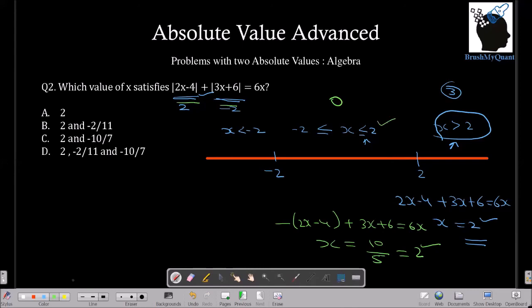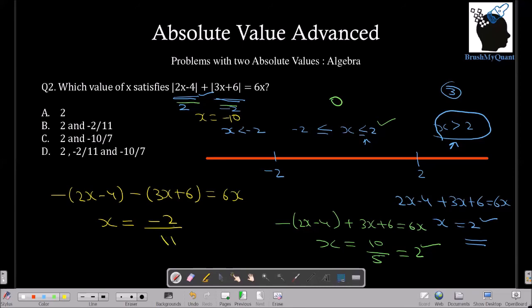Now in the third case, let's take a value of x less than minus 2. Let's say x is equal to minus 10. Definitely the values inside both the absolute values will be negative. So both will open as negative. So minus of 2x minus 4 minus of 3x plus 6 is equal to 6x, or nothing but x is equal to, so this will become minus 2 divided by 11. Now you got the answer as x is equal to minus 2 by 11, but your condition was x should be less than minus 2. Definitely that is not true. So our answer is x is greater than 2.